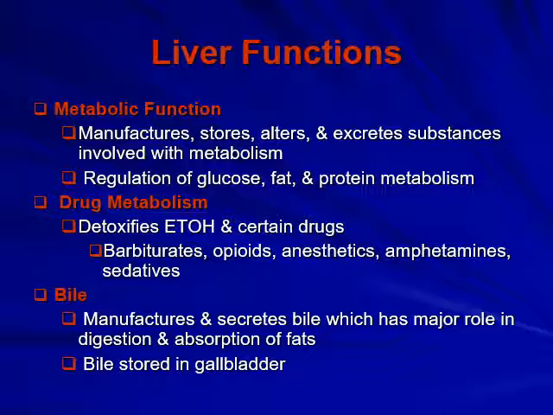So metabolic-wise, we know that it's very important for the manufacturing, storing, and excreting substances involved with metabolism, but in particular we know it's important for the regulation of glucose, and we know that glucose is stored in the liver in the form of glycogen, and liver can synthesize glucose and produce glucose, but it also can release the stored glycogen when needed. So regulation of glucose, fat, and protein metabolism is very important.